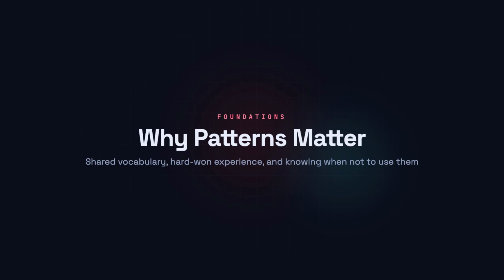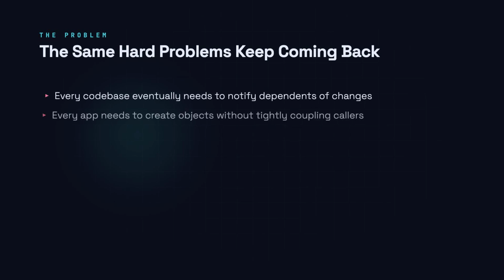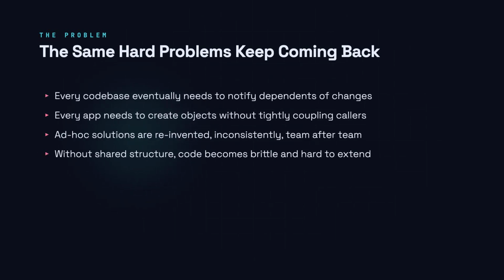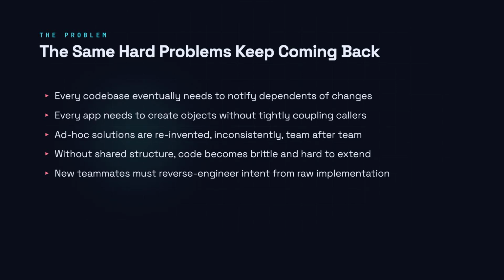The real value patterns bring to a code base, and the real risks of reaching for them at the wrong time. Here is the pain that patterns address. Certain design problems show up again and again across completely different projects. How do you decouple a producer from its consumers? How do you swap algorithms at runtime? Each team tends to invent its own solution from scratch, and those solutions are inconsistent, hard to test, and even harder for a new engineer to understand without reading every line. The problem is not a lack of skill, it is a lack of shared reusable design knowledge.